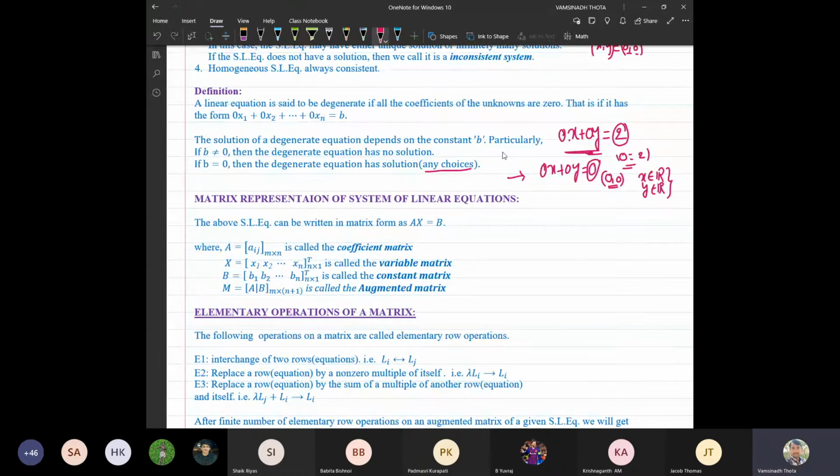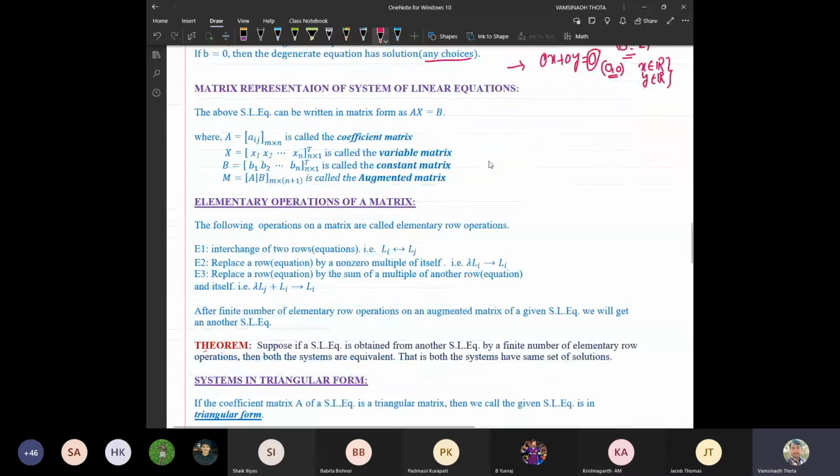Okay. Now let us come to a very well-known representation for a system of linear equations, and this kind of representation you already know.